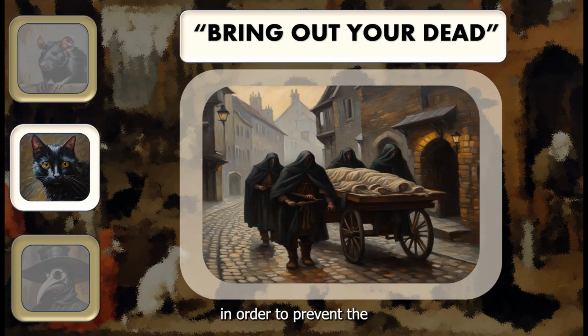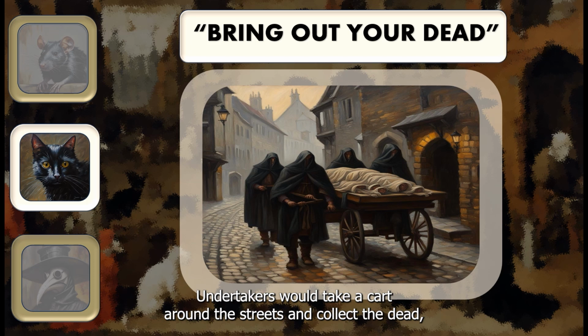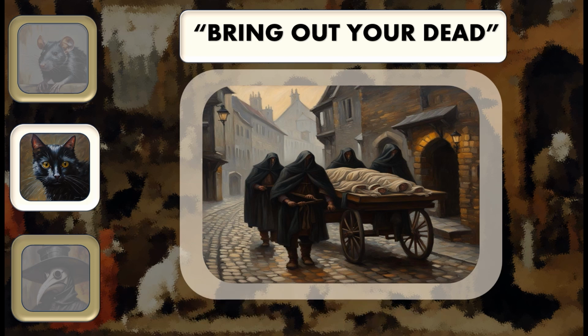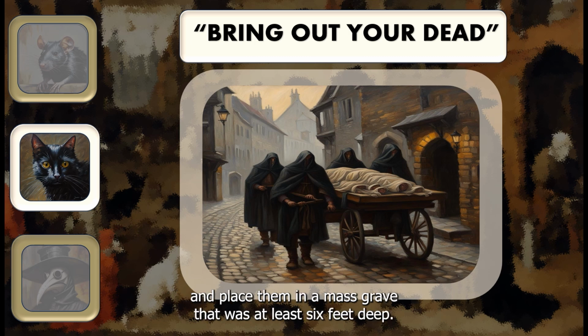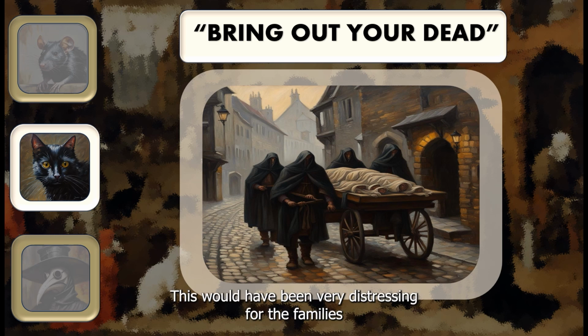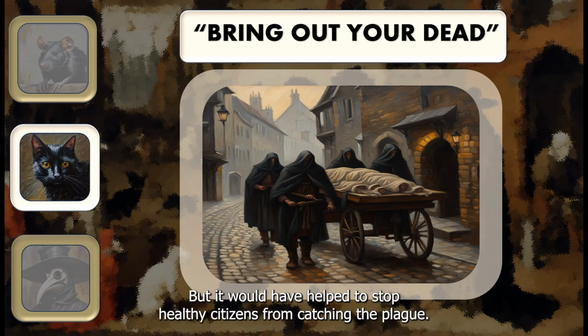In order to prevent the spread of plague from a corpse to a healthy citizen, the government introduced laws whereby plague victims could only be buried at night. Undertakers would take a cart around the streets and collect the dead, then transport them to a burial ground outside the city walls and place them in a mass grave that was at least 6 feet deep. This would have been very distressing for the families, who could not give their loved one a proper funeral, but it would have helped to stop healthy citizens from catching the plague.